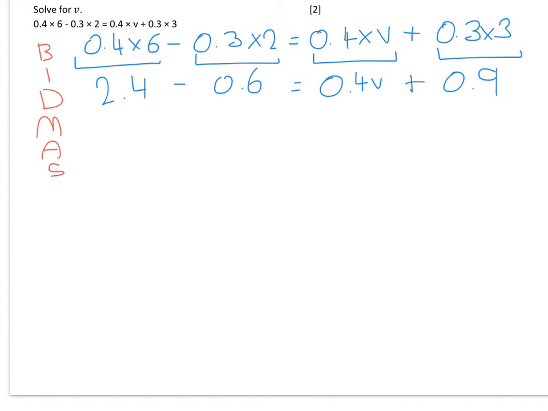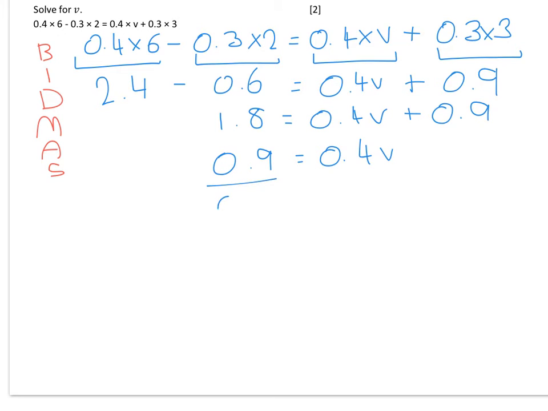But before we do that, it would be worth simplifying the left-hand side. So 2.4 minus 0.6 is going to give us 1.8. Then we can subtract our 0.9 from both sides, so we'll end up with 0.9 equals 0.4v. And finally, we can divide both sides by 0.4. Again, I'm making sure that I'm doing the same operation on both sides. This will cancel, which will give v being equal to 9 over 4. Therefore v is 2.25.